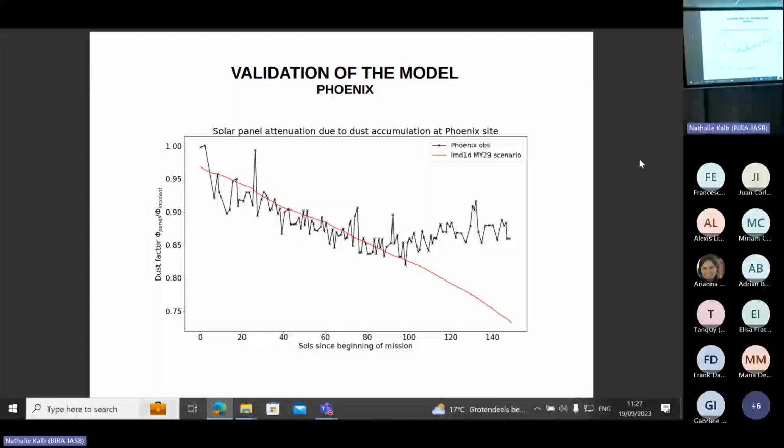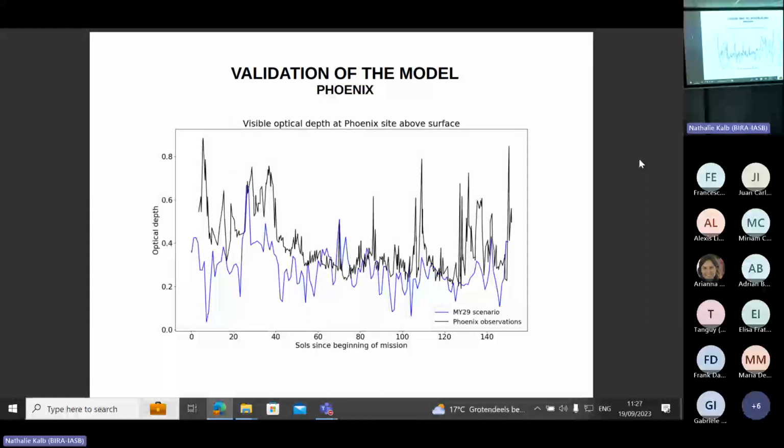So of course, this is the dust opacity measured by Phoenix compared to the scenario. So you see here at the beginning of the mission, I showed you before.